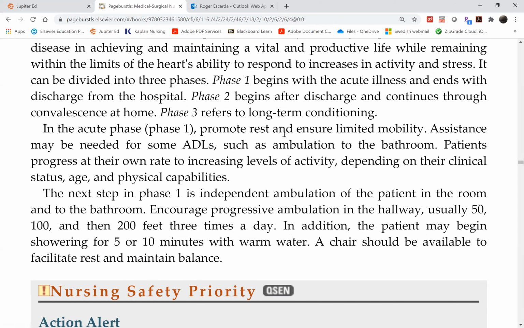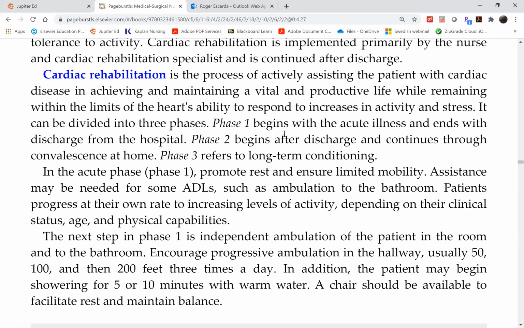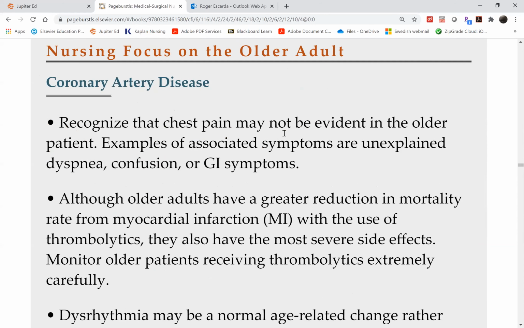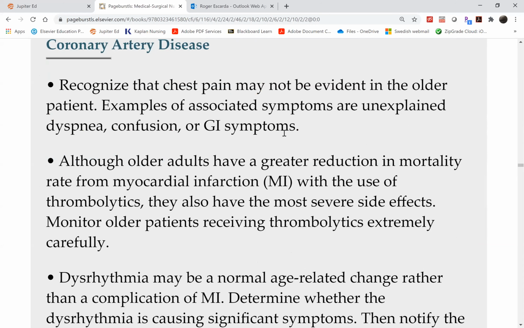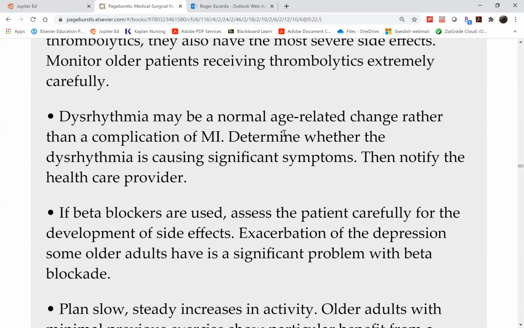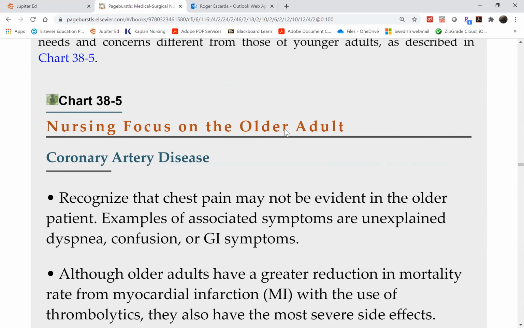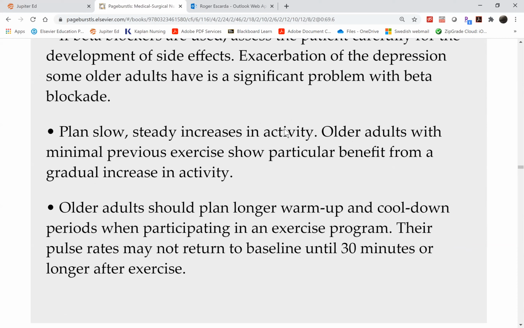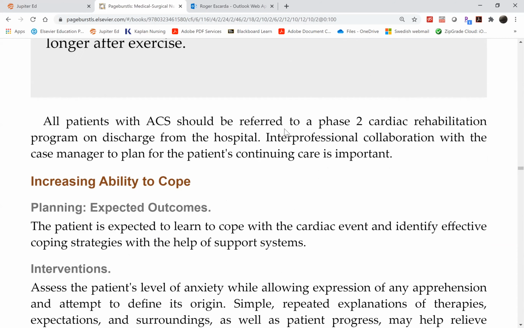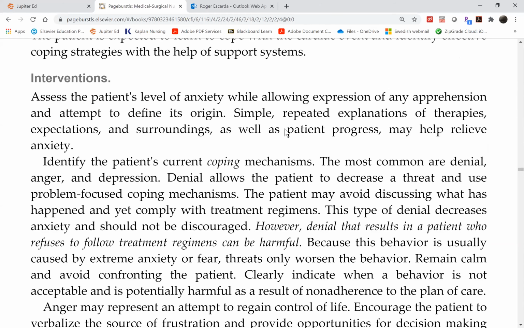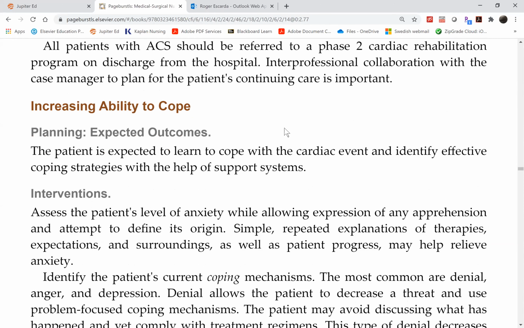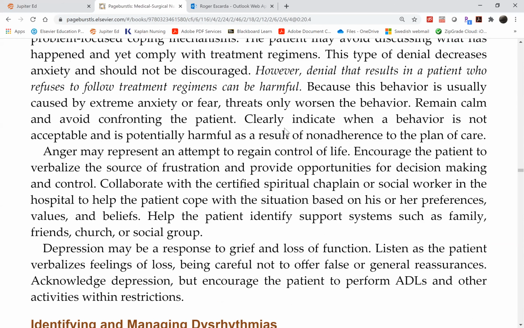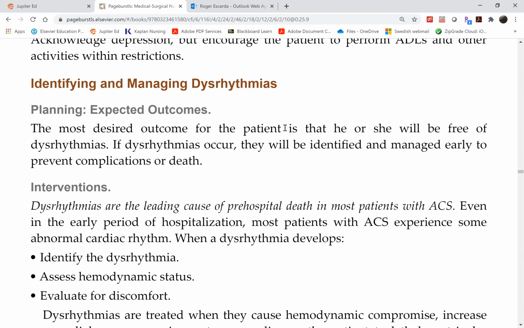I'm not asking about cardiac rehab. I have no questions on cardiac rehab, so you can skip this part here. This one is specifically for the adult. I think this is already redundant. I don't recall having questions on chart 38-5 because the information is not something we haven't already discussed. And this is for the psychosocial, which again, I don't remember having questions on.